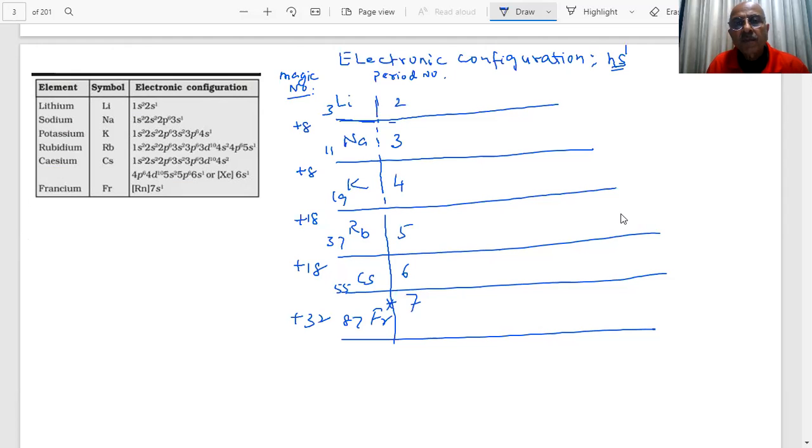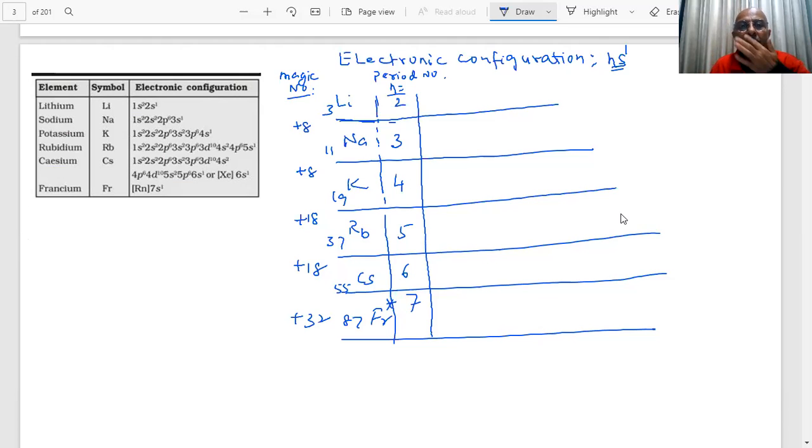Is it right? Are these period numbers right, students? Yes. So students, here this is the value of n. Period number is the value of n. That is the value of the last shell, students. n is equal to 2, 3, 4. This is my n here. So students, with this information, we can easily write the electronic configuration.